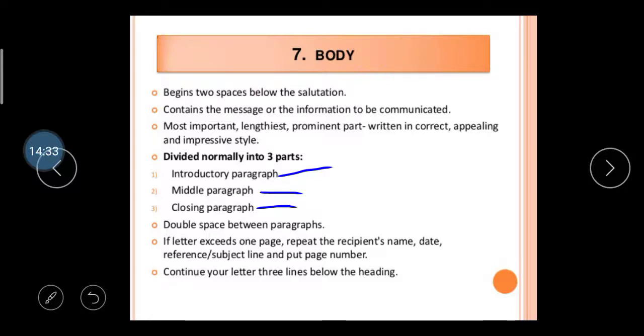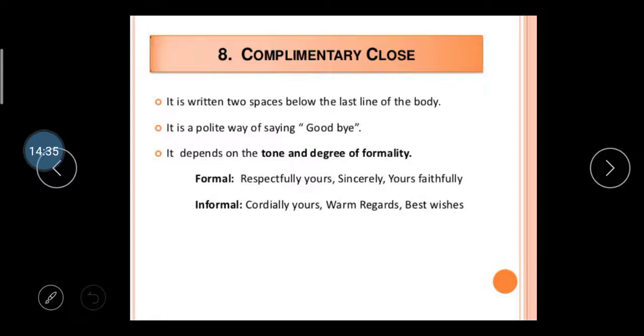Then after, the complimentary close. It is written two spaces below the last line of your body, meaning the introductory paragraph, middle paragraph and closing paragraph. After the closing paragraph, you should leave a space, and then after, you consider the complimentary close. It's a polite way of saying good day or goodbye. Then it depends on the tone and the degree of formality.